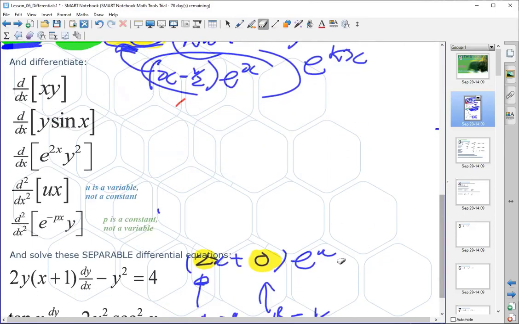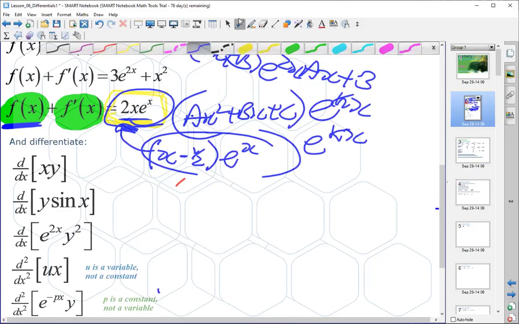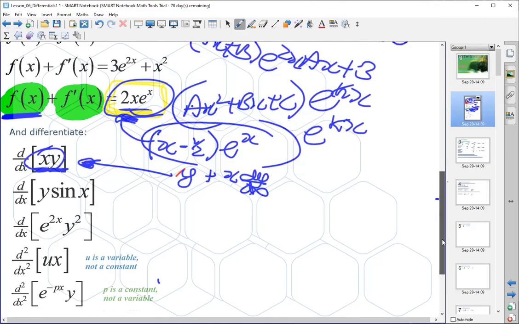Let's differentiate. So this is just using the product rule to differentiate, just checking you know how to use it. Differentiate the first one, 1, multiply it by the second one, y, plus differentiate the second one, dy by dx, multiply it by the first one, x. So y plus x dy by dx. You see this a lot, the differential of xy. It gives you y plus x dy by dx every time.